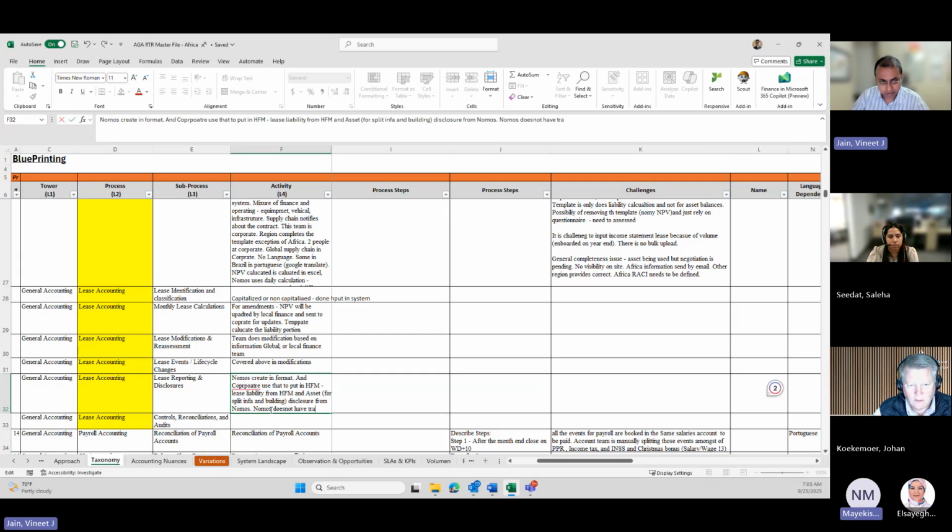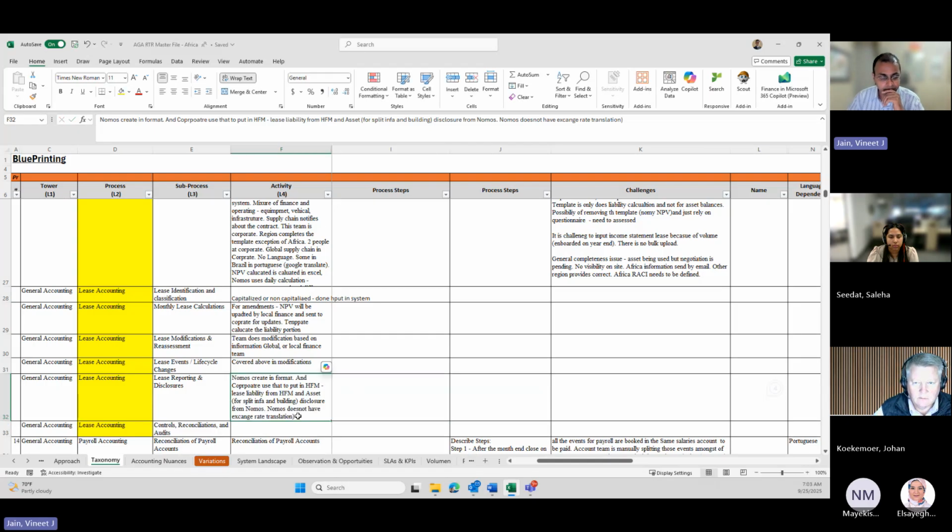What is translation? What is translation of disclosure? Exchange rate translation, because some of the leases are denominated in different currencies and everything then gets translated to USD. Yes, it is. Okay, so that's why you have to use HFM for that. Yes.